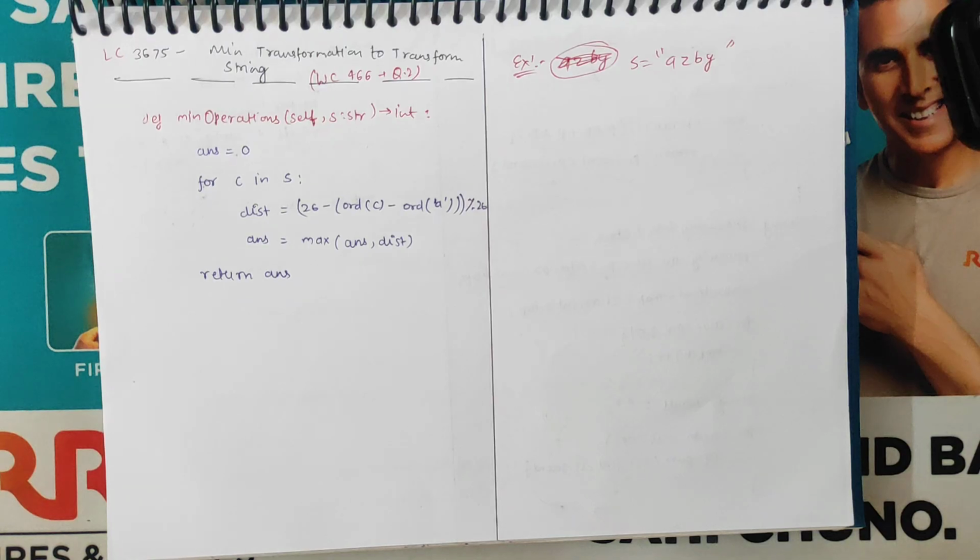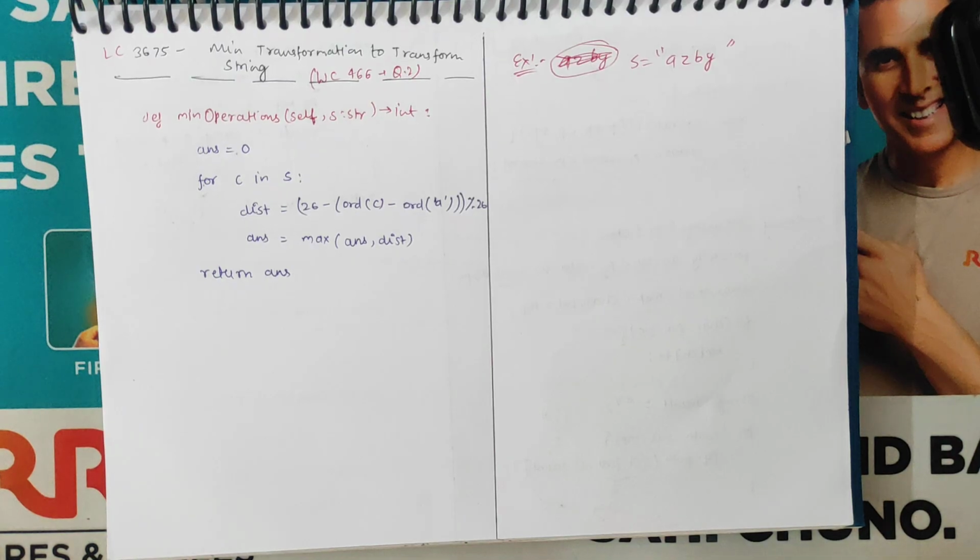So what we have to do in this problem is convert every single character of this string to a. And we need to return the minimum transformations that are required to convert it into a.